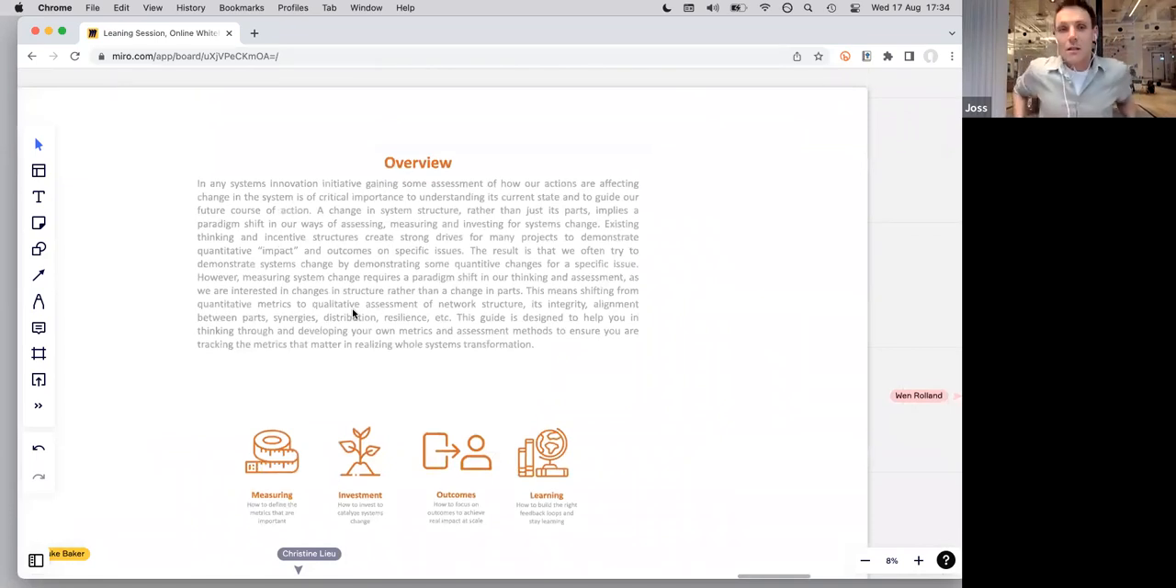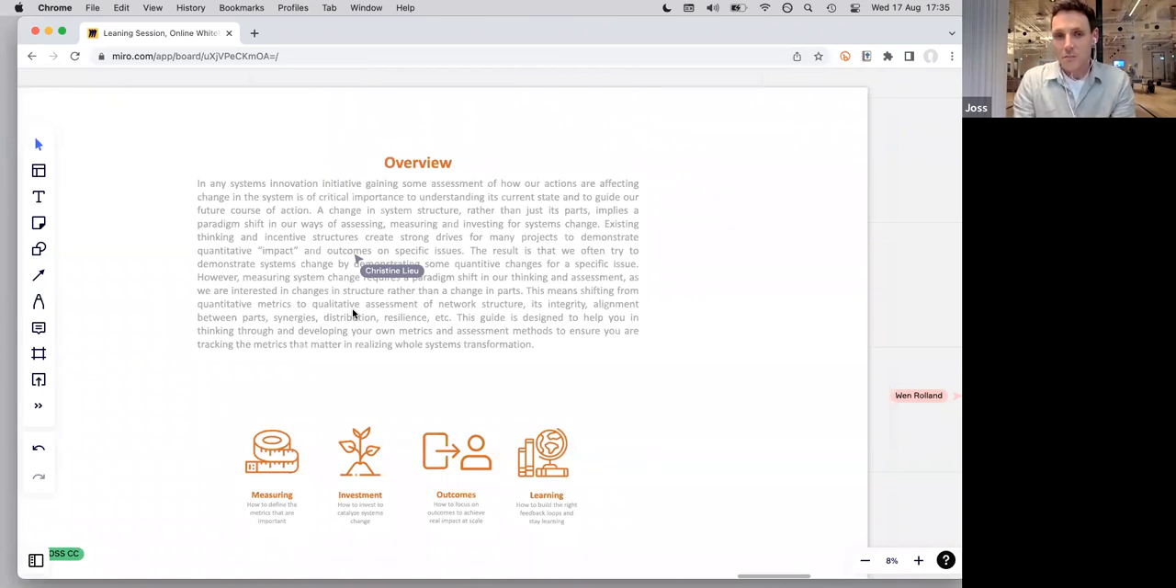So in any systems innovation initiative, gaining some assessment of how our actions are affecting change in the system is of critical importance. We need to understand where we are and whether what we're doing is having the right effects we want to have. And ideally, are we moving closer to an actual systems change? Are we moving closer to a tipping point, which is kind of what we're trying to get when we're changing systems? And this is quite different from our normal kind of assessment methods and approaches, where we're typically just assessing changes to the parts in a somewhat linear fashion. So this is, like most of this stuff, a paradigm shift in how we go about doing assessment.